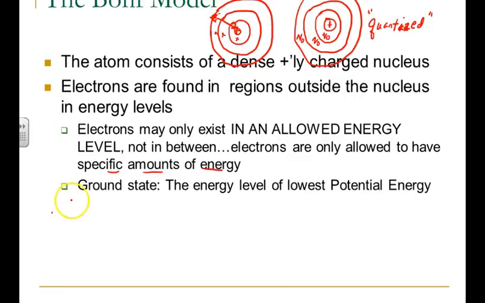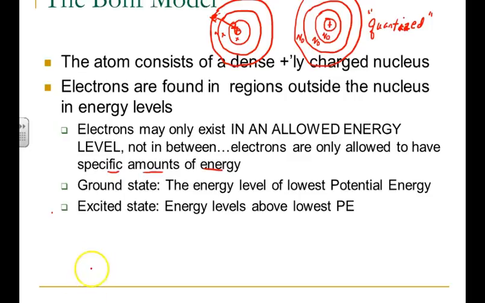Two different states of the electron. One of them would be the ground state, and this would be the energy level of lowest potential energy. So the electrons that are in ground state are as low in energy as they can possibly be, while those in a non-ground state or excited state would be at areas of higher energy or higher potential energy, somewhere above their lowest state.